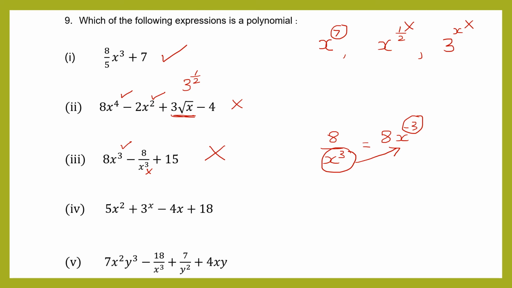Now here x to the power of 2 is correct, but here I have 3 to the power of x. I cannot have a variable as my power, so this is also not a polynomial. We'll go to the last one. This part is correct, but here this is wrong and I cannot have it like this, so this is also not a polynomial. So which of the following expressions is a polynomial? Only the first expression is a polynomial.